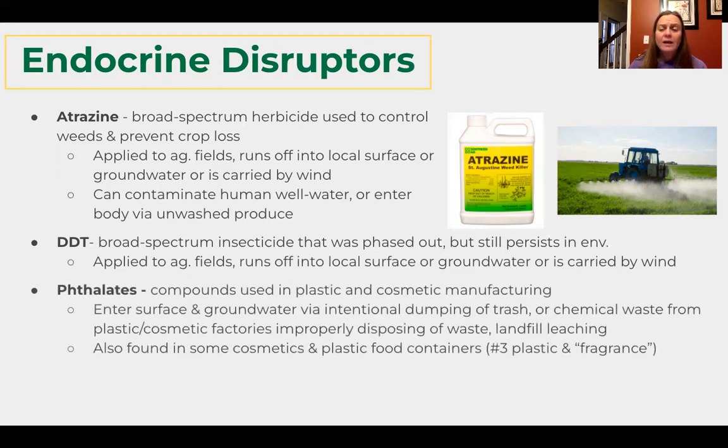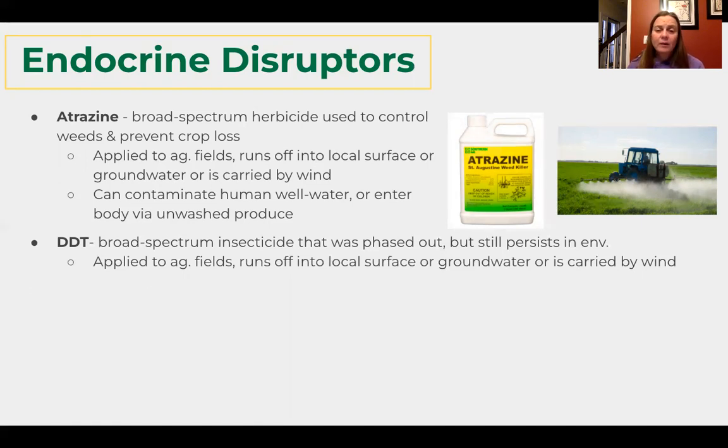So DDT is one of the best known examples, and it actually caused issues with the formation of eggshells for a lot of birds of prey, not because they themselves ate the insecticide, but because they ate the animals that did eat the insecticide. And so they accumulated significant amounts of DDT in their bodies. So that's a great example, not only of an endocrine disruptor, but also of biomagnification and bioaccumulation, which we'll also touch on in this unit.